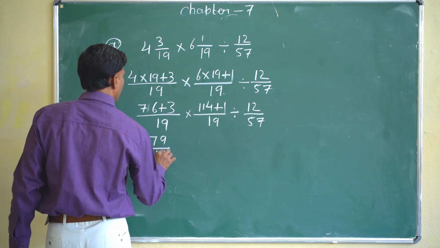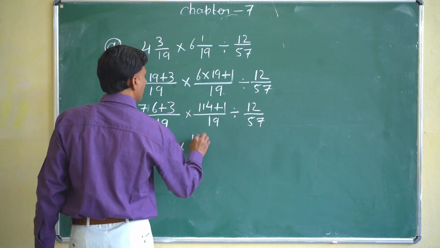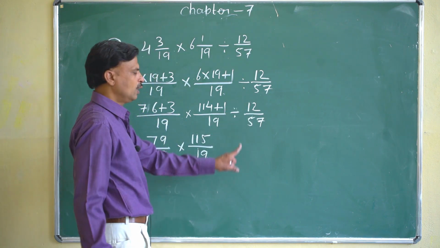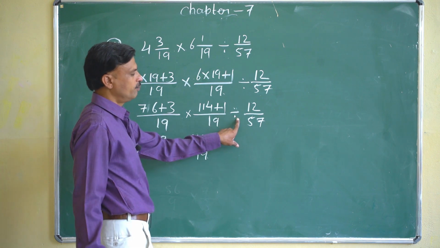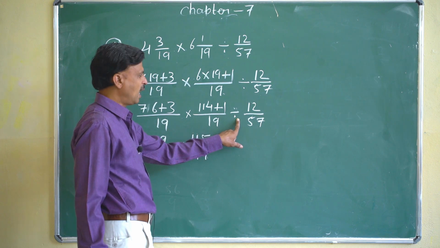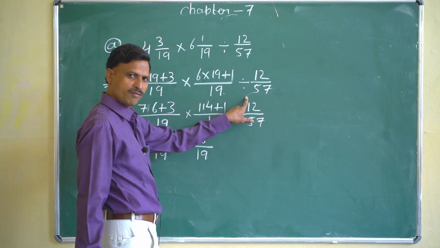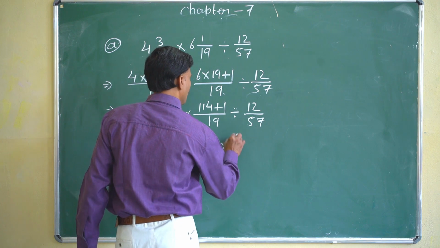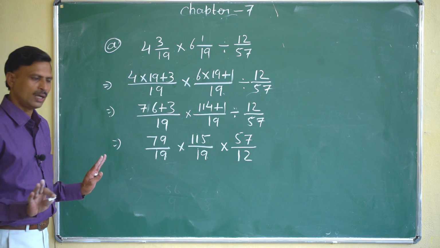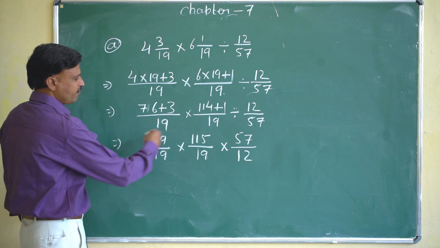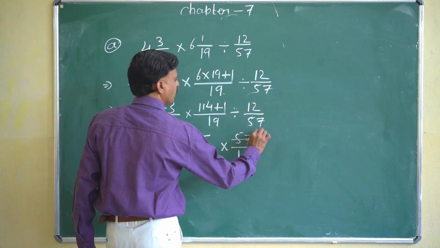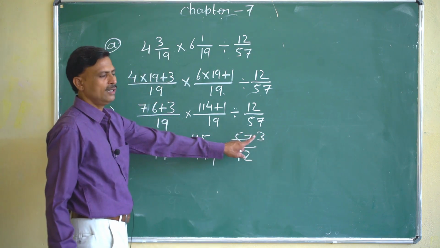79 upon 19. This will be 115 upon 19, and this division, as I told you, we cannot divide it, so a fraction is not divisible by a fraction, so we are converting it into multiplication and we'll take the reciprocal of this value. So we'll write multiply 57 upon 12. Understood? Any problem? No? Now we'll see if any cancellation is there. So we'll see that this 19 and this 57 will cancel. 19 once is 19, 19 three times is 57.